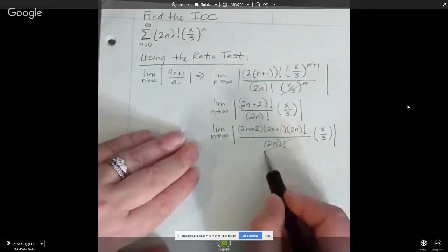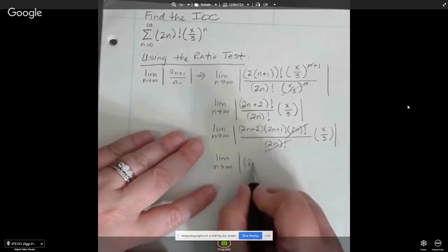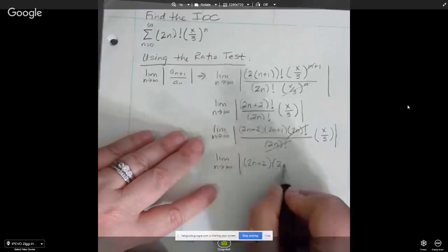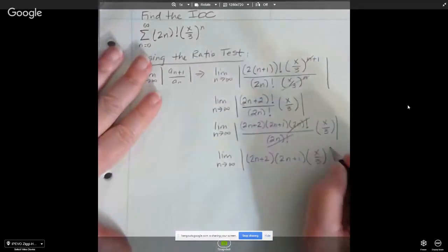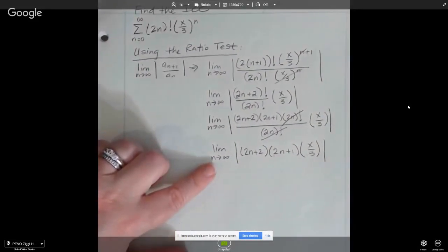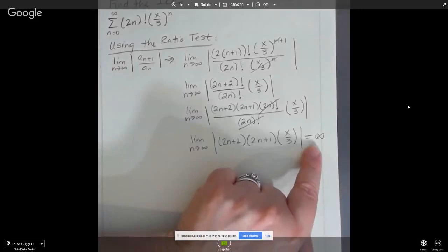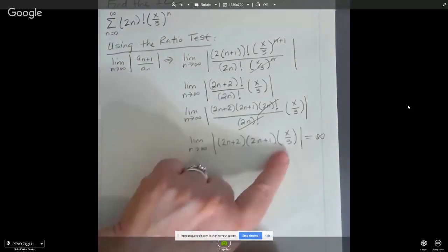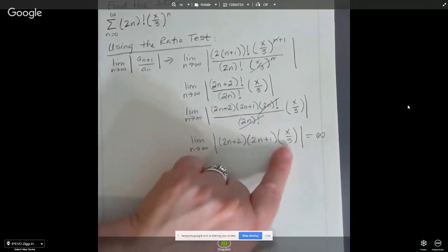And so now the 2n factorials cancel, and we're left with the limit as n goes to infinity of the absolute value of (2n plus 2) times (2n plus 1) times x over 3. Oops, put my parentheses here. And now we take n to infinity. You get infinity. So remember, with the ratio test, for it to converge, your limit has to be less than 1, which clearly is not the case here. It's greater than 1, so it diverges for all n. And there's only one possibility for this limit to be less than 1, and that's when x is 0.